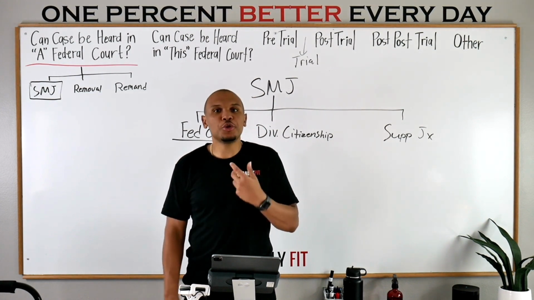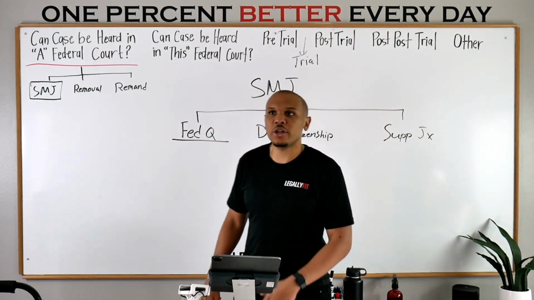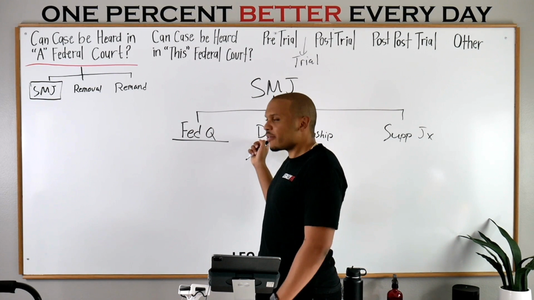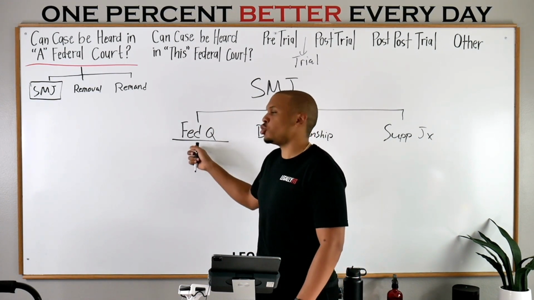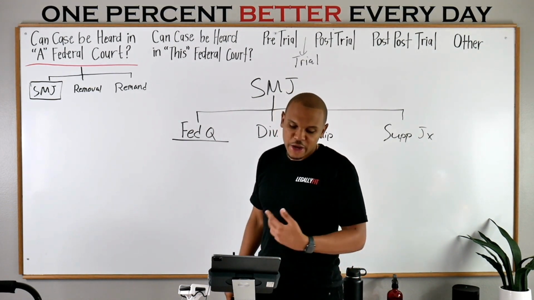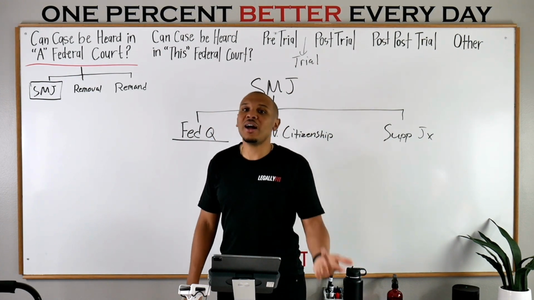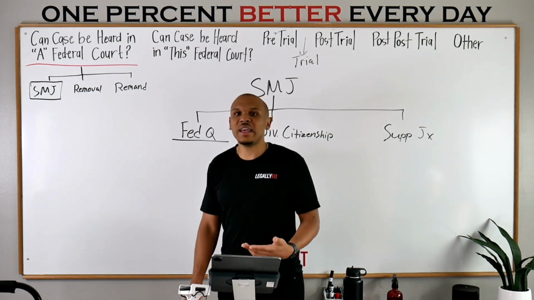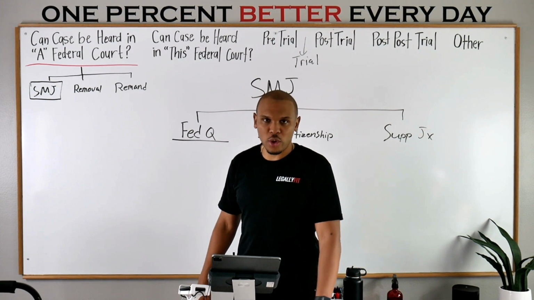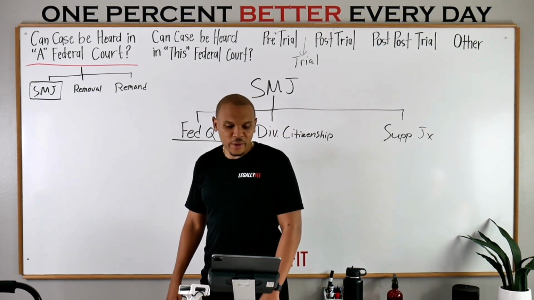All right. So when you're doing these quick analyses, a lot of times on an essay it'll be diversity that you're going to be focused on, but you do a quick heading for federal question, and you're going to say here the claim falls on contract law. Contract law is state law. Therefore, there is no federal question.